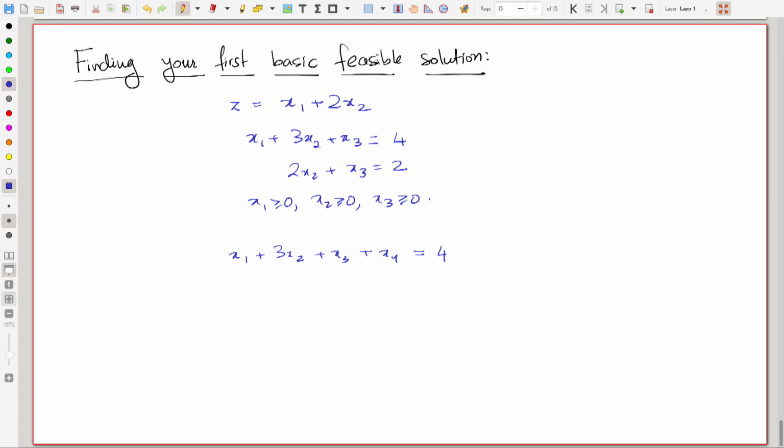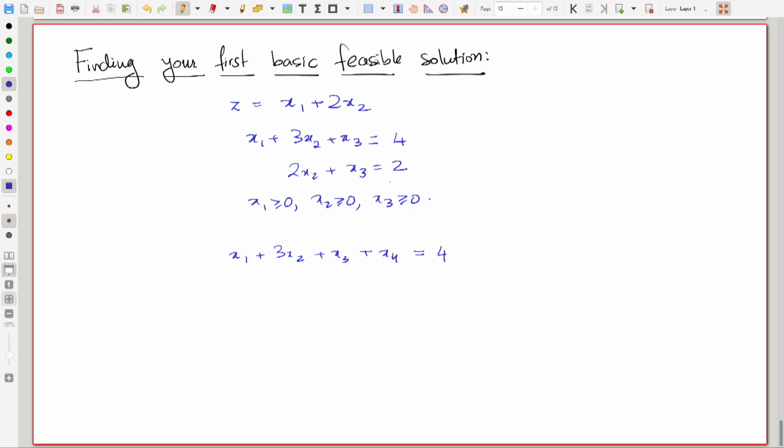Okay. And certainly, if I start with 0 0 0, then this thing will be less than 0. If I put x 1, x 2, x 3 all equal to 0, then this x 1 plus 3 x 2 plus x 3 will be 0. So, I can also assume that this x 4 is greater than or equal to 0.